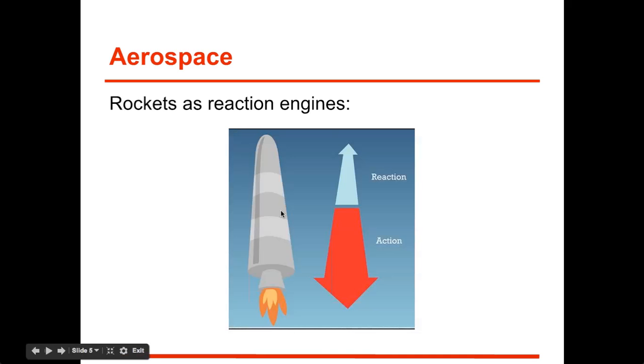And the way that a reaction engine works is that there's some action, and in this case, it's the burning of the fuel in a rocket that creates this downwards force, the action force. And what happens is that a reaction occurs such that the rocket is forced upwards. The rocket is forced upwards because of this force in the rocket pushing downwards from the fuel.